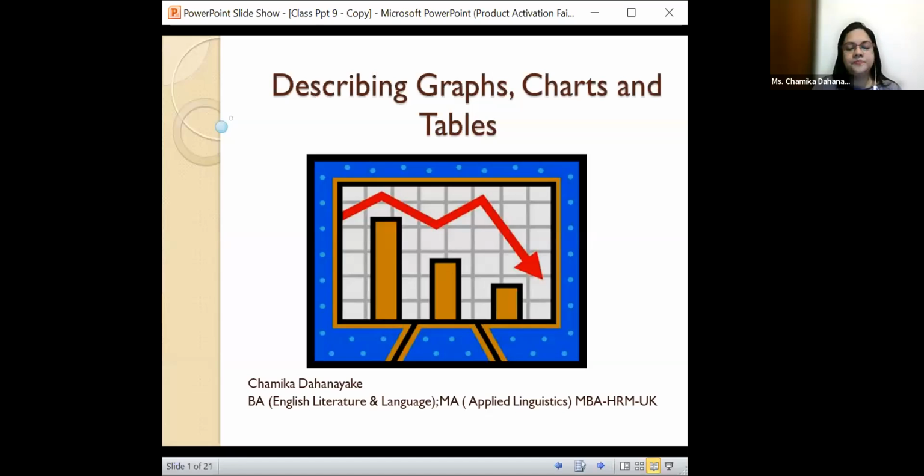So let's start with a little question today, right? Why do you think graphs, charts, and tables are important to professional people? I mean, what do they do for you, right? As a professional person, at work. So tell me some of the benefits that we actually get by using graphs, charts, and tables in a very effective manner.